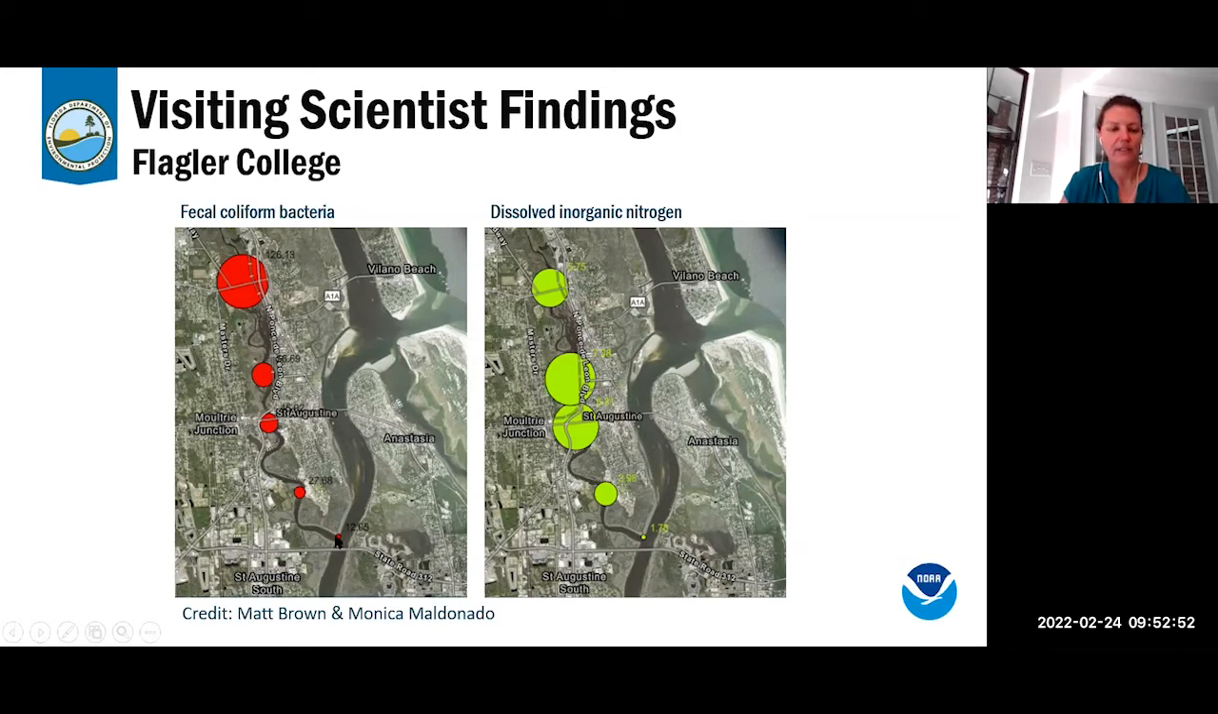And what they've observed is increasing concentrations in bacteria as you go north up the San Sebastian River, with the highest concentrations up near State Road 16. And then they found kind of a hot spot of nitrogen in the middle of the San Sebastian River. And that's pretty close to where that Oyster Creek nutrient impairment is. So Dr. Brown is working with the city of St. Augustine and the Matanzas Riverkeeper through our Oyster and Water Quality Task Force to try to address this water quality impairment.